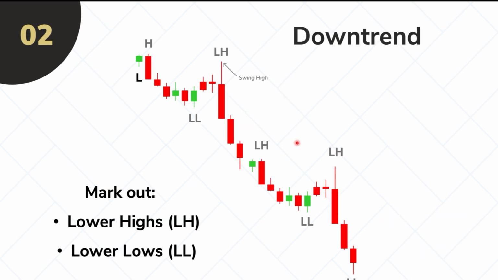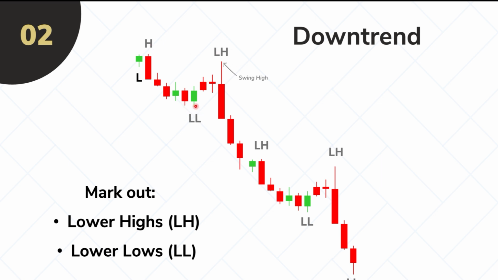Vice versa for a downtrend. You see based on the candlesticks that we're going lower. Let's mark them out with a high. A low, we're going lower. So we're making a lower high. This is a swing high. Why? We have a lower high to the left and a lower high to the right. Swing high. That's why we marked it out here as well.